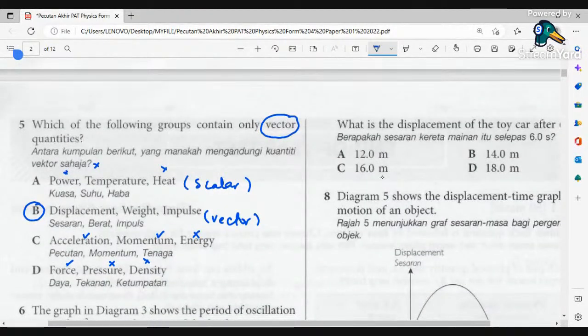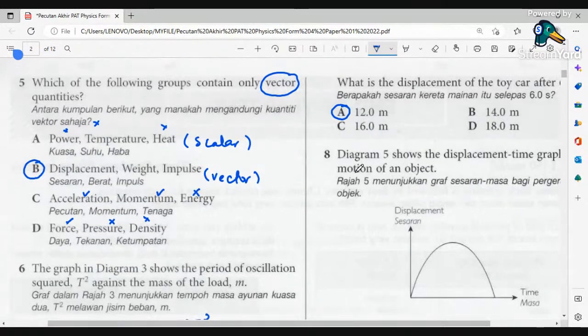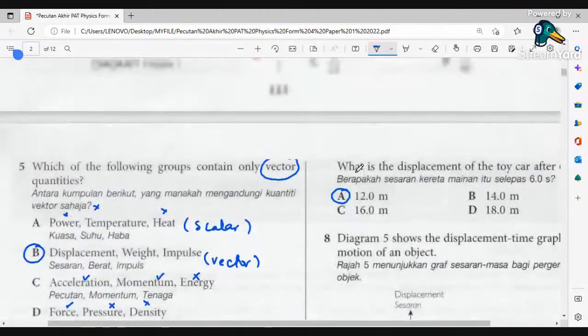Answer is A. Okay, after 6 seconds means the distance already covered by the toy car. Okay, the distance traveled by toy car in that 6 seconds.